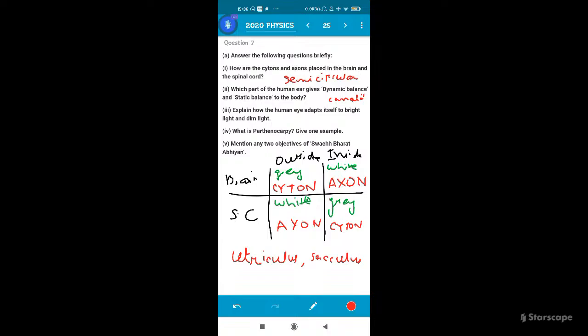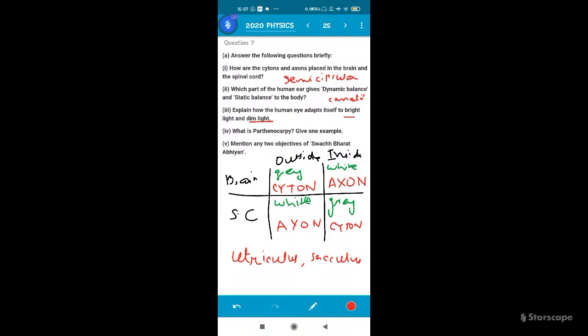Okay, let's move on to the next question now. Explain how the human eye adapts itself to bright light and dim light. So what happens in case of bright light and what happens in case of dim light? We know that whenever we are moving into a bright lighted area, our pupils will constrict so that less amount of light will reach us and we can see things properly. So in case of bright light, the pupils will constrict, and in case of dim light, the pupils will dilate so as to allow more light to enter into our eye.